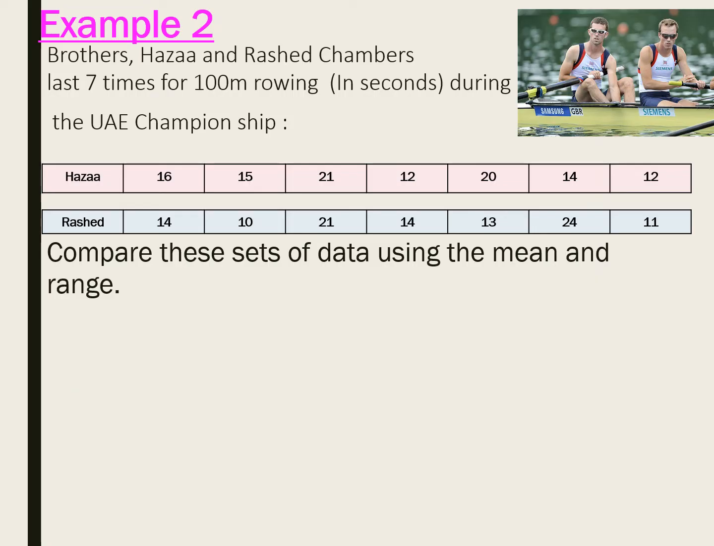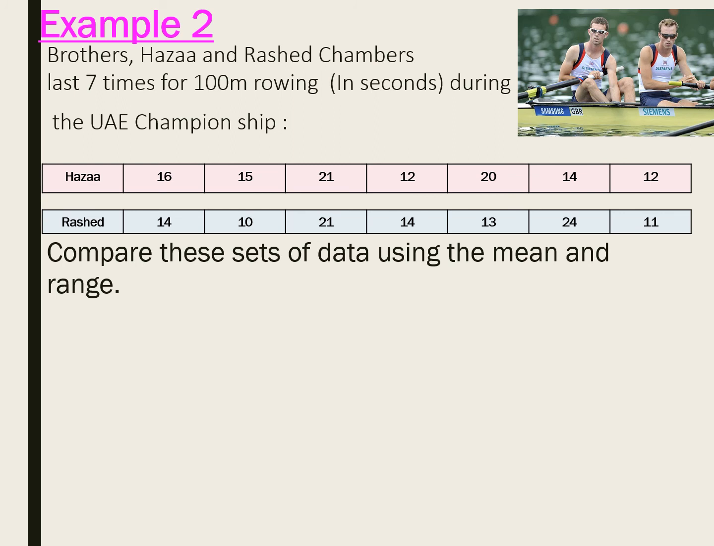Here we have 2 brothers, Hazza and Rashid Chambers, who rowed 7 times for 100-meter rowing during the UAE Championship. That's the score for Hazza, and the other one is for Rashid. You have to compare these sets of data using the mean and range only. Don't use the mode, don't use the median, he just wants the mean and range.